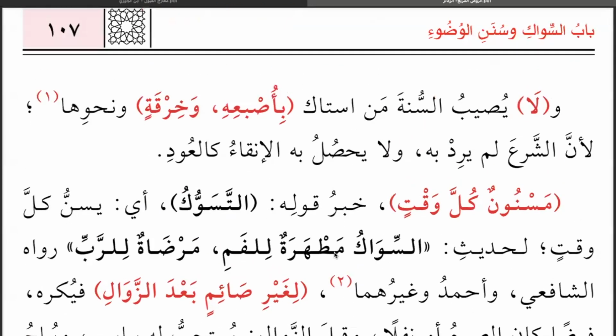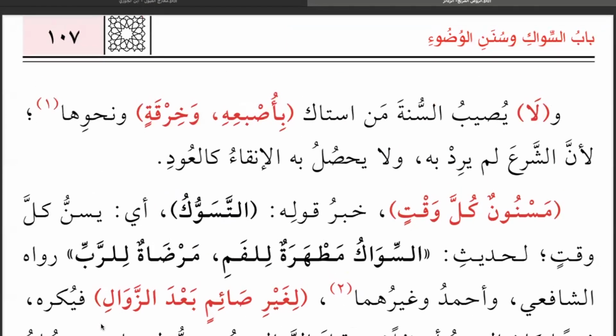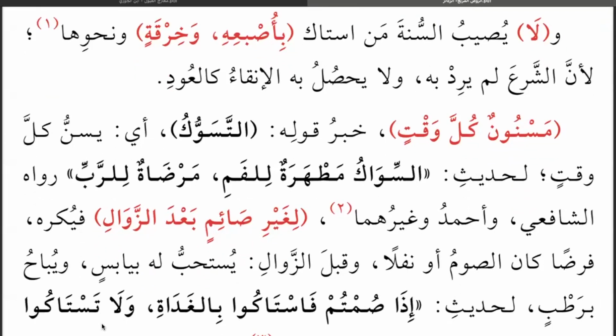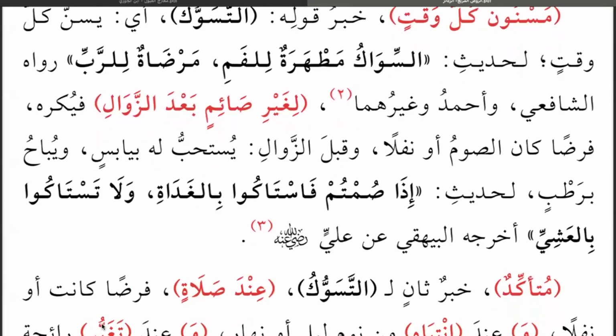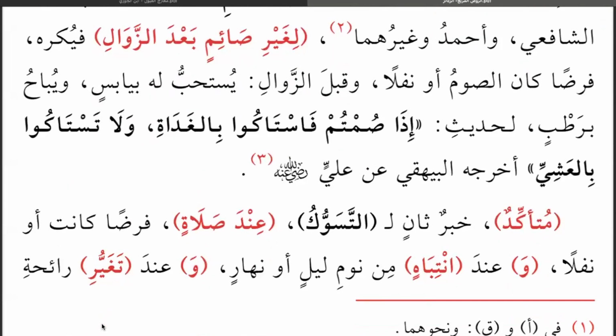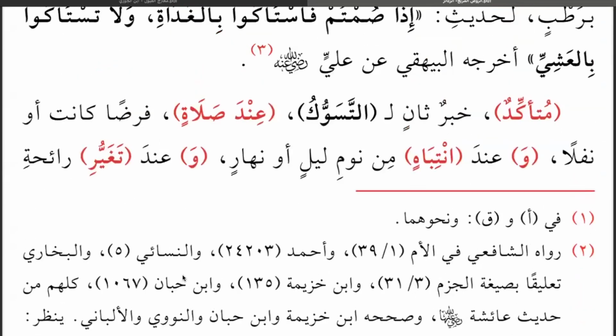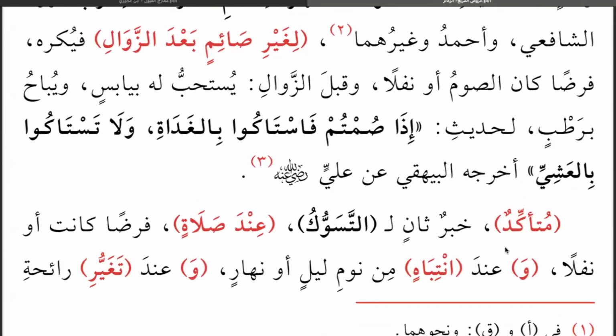So this is the ruling: it is masnoon at all times for one who is not fasting, and after the zawal. Then he says, mutaakkad when praying, waking up, and a change in the mouth. Now, mutaakkad here, we heard masnoon, that means it's from the sunnah, it's recommended. Mutaakkad here is more stressed. So now here you have it as a more stressed ruling.